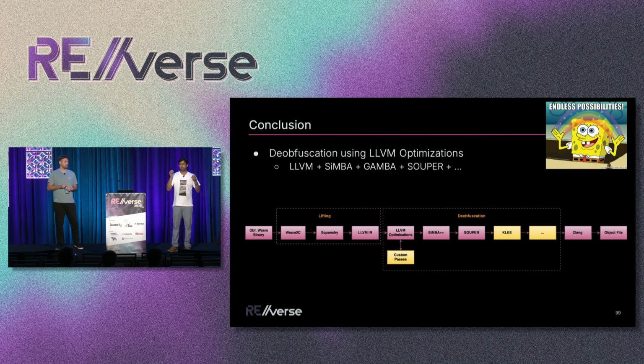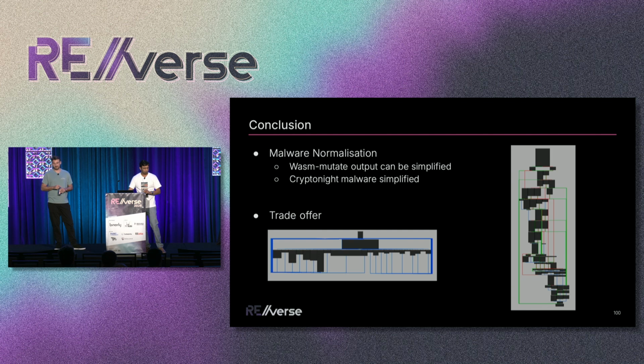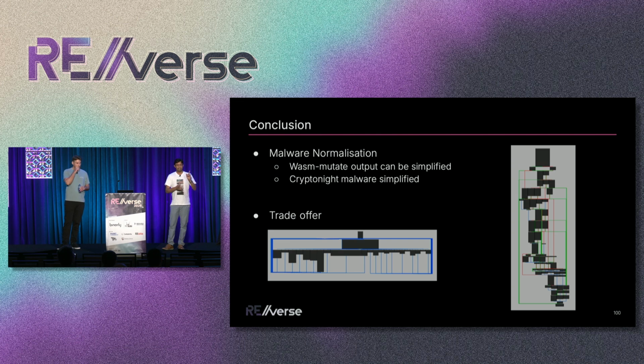So for example, you want to use CLI code? You want to write your own passes? Yeah, go ahead. You can write one now. And then we can do malware normalization as well. As we showed, you can have simplified malware. The last one is the interesting one.